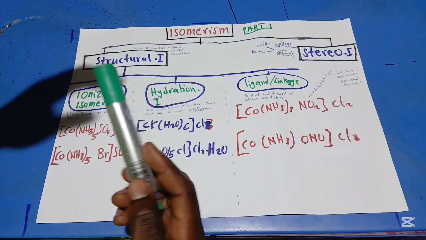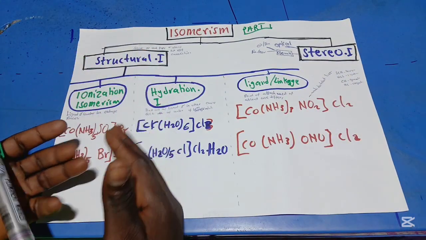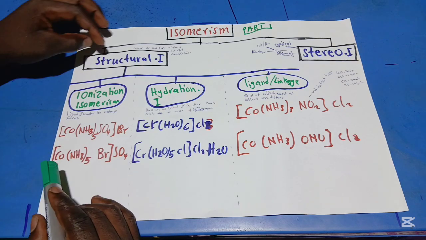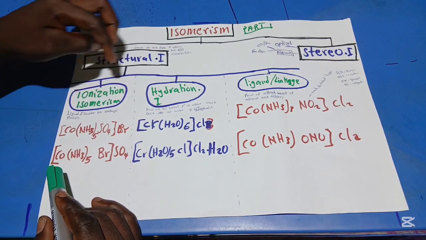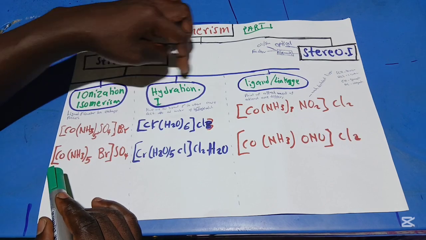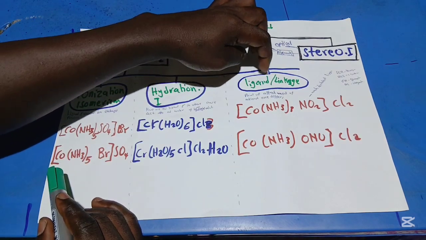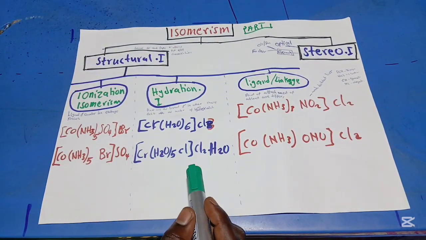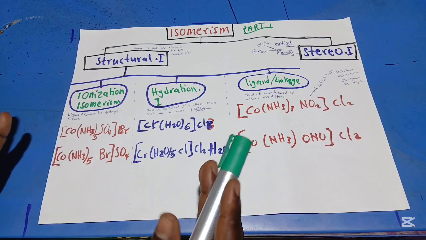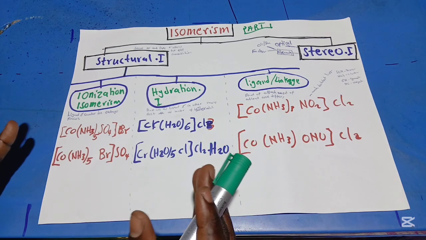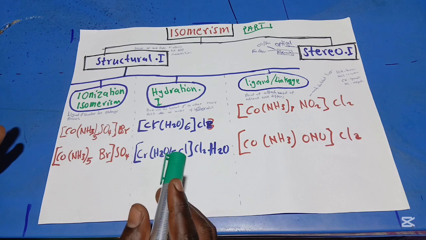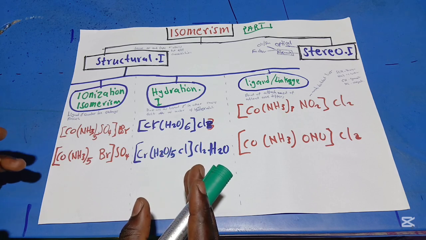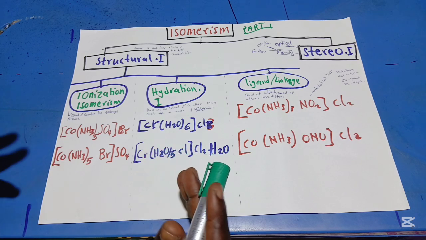So now, we were looking at the structural isomerisms. Under structural isomerisms, we have ionization isomerisms, hydration isomerisms, ligand or linkage isomerism. And I'm going to explain this very well with examples for you to get it very clearly so that you'll be able to identify any type of isomerism when you are given coordination complexes.